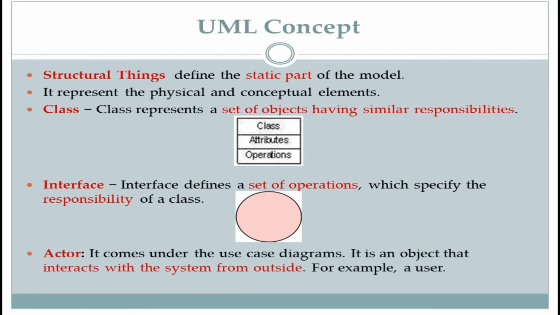The important kind of structural thing is actor. Actor comes under use case diagram, which we will see later on. Actor is an object that interacts with the system from outside. For example, a user. A user might be an end user who is going to use that system from the outside. And to represent that part of the system, we use actor. Graphically, actor is represented by this symbol.